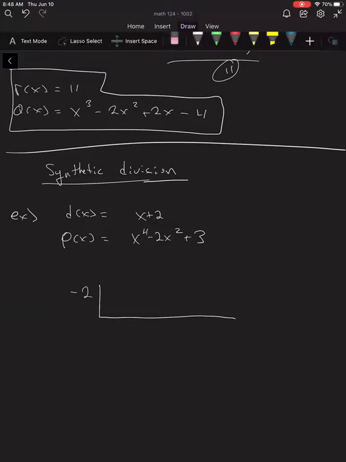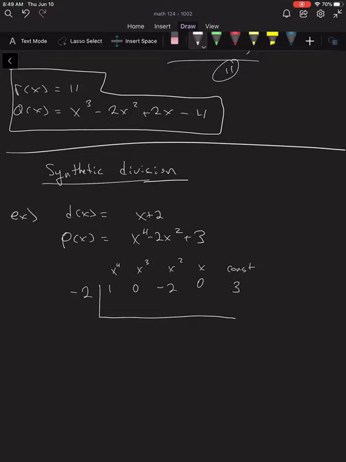The next thing we're going to do is, we look at our p of x, and what's the highest exponent? That's an x to the fourth. So we need a column for an x to the fourth. We need an x to the third column. We need an x squared column. We need an x column, and then just our constant at the very end. And then the numbers we're going to put here are the numbers that are in front of those exponents. So in front of an x to the fourth, we have a 1. And since we don't have an x to the 3, we put a 0. The number in front of x to the 2 is a minus 2. We don't have an x, so we put a 0. And our constant term is 3.